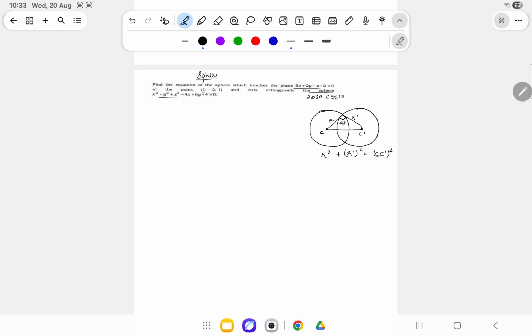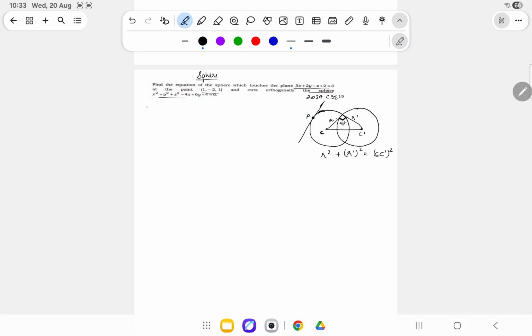This result can also be verified using Pythagoras theorem, because this angle is 90 degrees and the radius of one sphere is r and the radius of the other sphere is r dash, so c dash will be the hypotenuse of this triangle. Further it says that the sphere which I am supposed to find has a tangent plane, and the equation of the tangent plane is given to me. Also the tangent plane touches the sphere at point P.